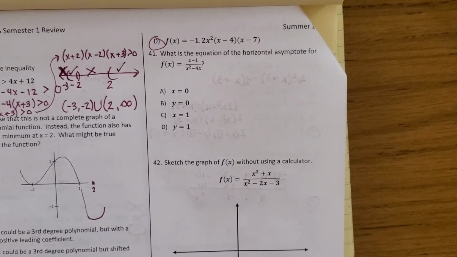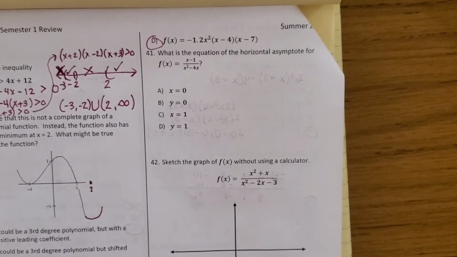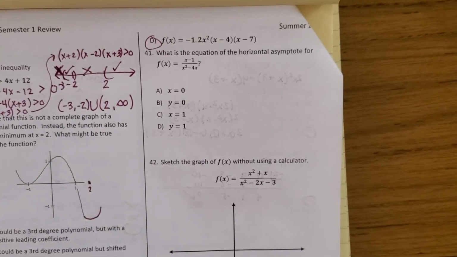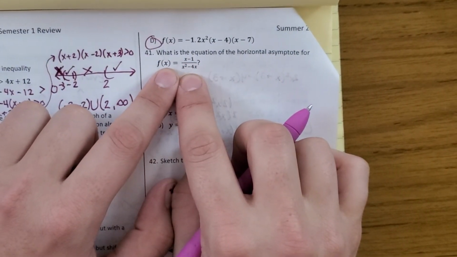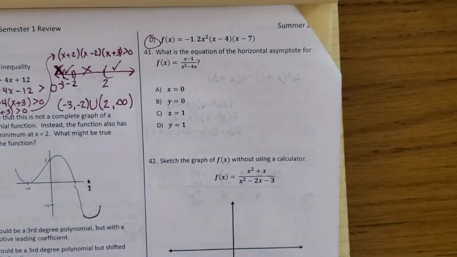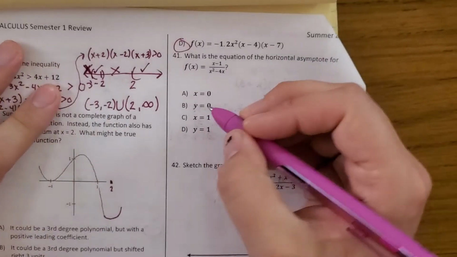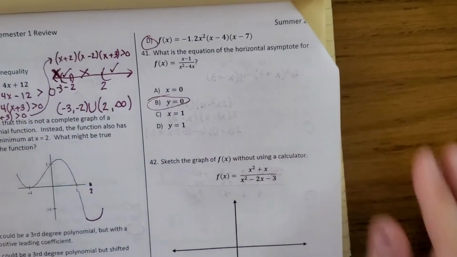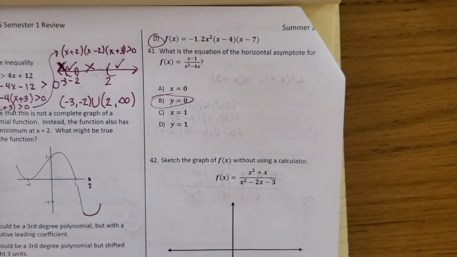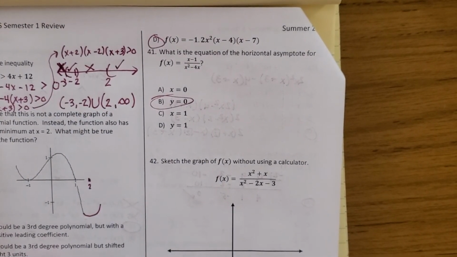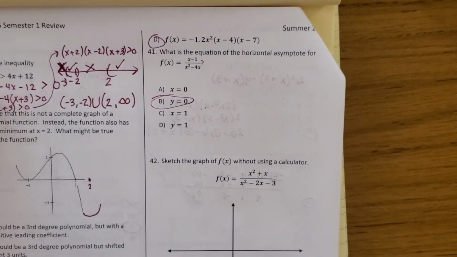41, what is the equation of the horizontal asymptote for this function? Remember with asymptotes, we have to pay attention to what the powers are. So since the power on top is 1 and the power on the bottom is 2, we can determine our asymptote pretty easily. If the power on the bottom is bigger, the asymptote is always y equals 0. Remember what we said is if the power on the top is bigger, then there would be no asymptote.